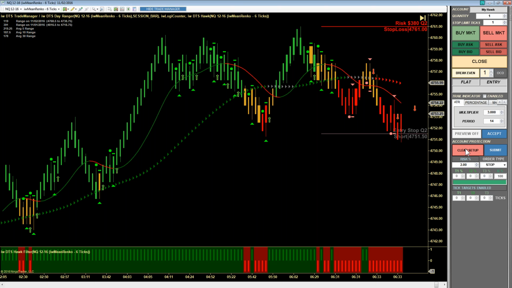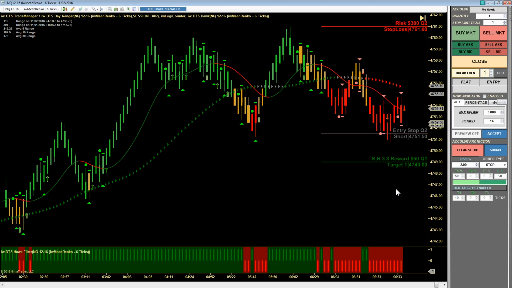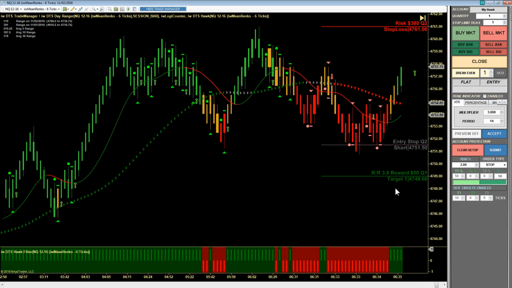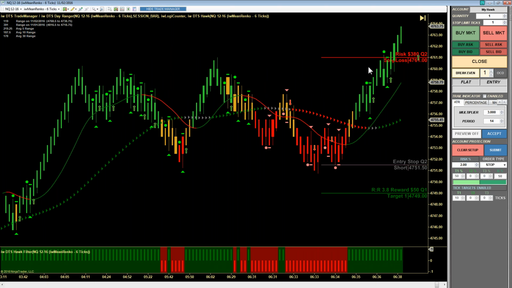Or if I can take 2 contracts, maybe I'll take half on target, so take half on target, and then I'll try to run out the other half. That's usually what I'll do on the open.